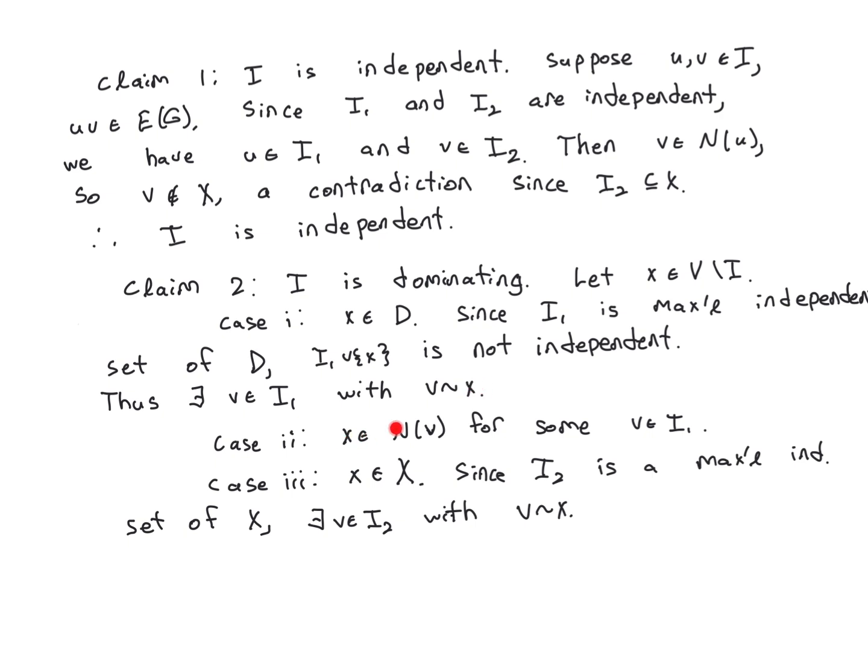Case 2, x is the neighbor of some vertex in I1. Well, then we're already fine because x is dominated by v. So then we're finally in case 3. x has to be in the set capital X, the leftovers. Well, by the same argument as case 1, since I2 is a maximal independent set of X, there must be a vertex in I2 adjacent to x, and x is also dominated. So every vertex is dominated, therefore I is dominating.